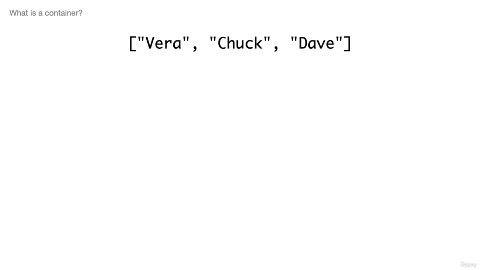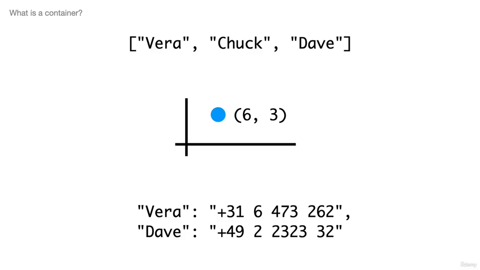Look at this list. It has 3 names. And look at this coordinate. It has 2 values. Finally, look at this phone book. It links names to phone numbers. What do all these have in common? Each example on the screen is a list of things that are stored in a container.